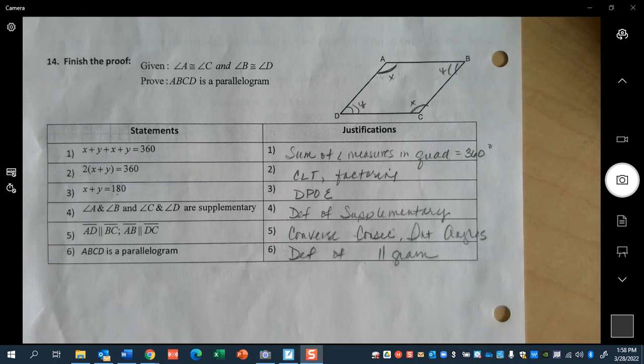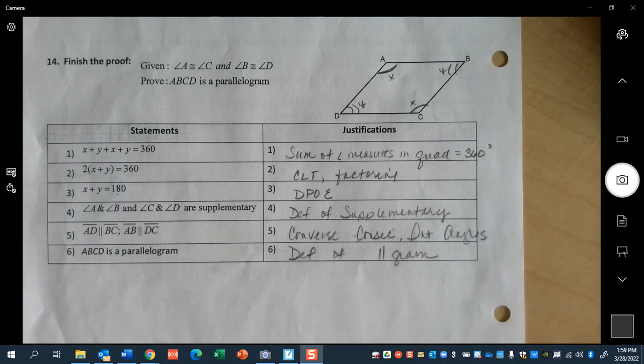So then I can say all these lines are parallel because I have converse consecutive interior angles. Unit 3 is coming back and helping us out there. ABCD is a parallelogram because by the definition I have two sets of parallel sides.